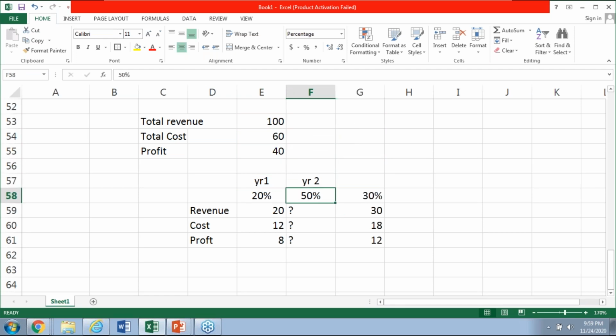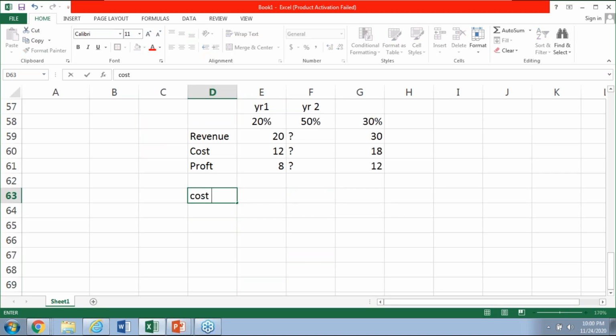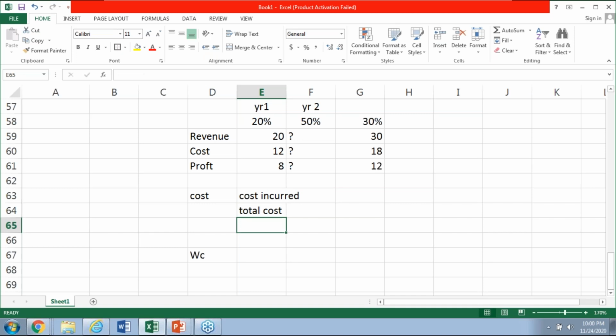Okay. The next point is how we can calculate this percentage. So we have two approaches. The first one is the cost approach, and the second one is the work certified approach. In the cost approach, we use the formula cost incurred divided by total cost. So this is how we use the cost incurred approach. This is also called the input method. And the work certified approach is also called the output method.